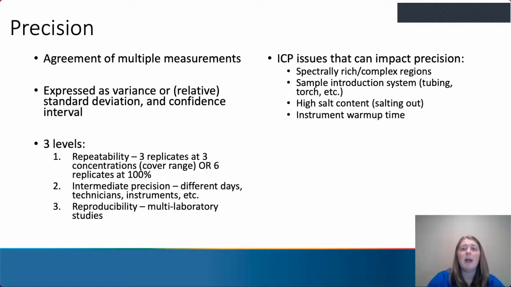There are 3 levels of precision. You don't have to show all 3 of these, but you should show at least one. As with line or mass selection that we talked about earlier, more is great, but it's also more work.